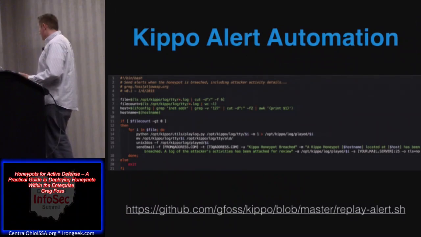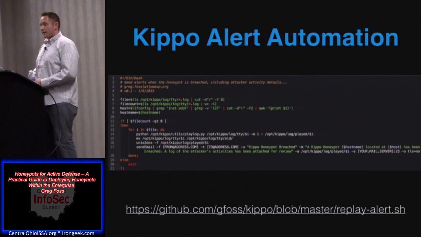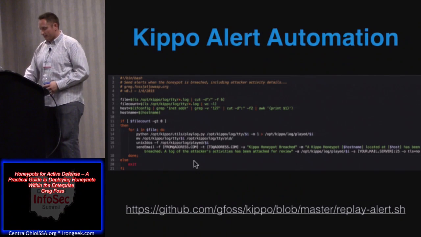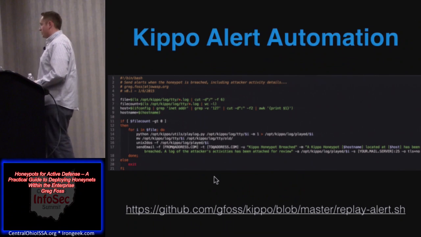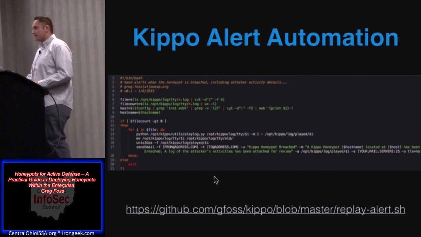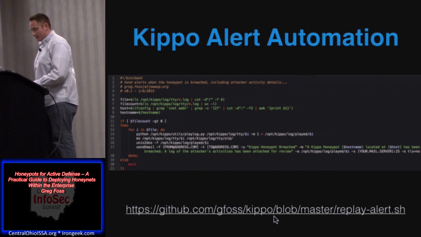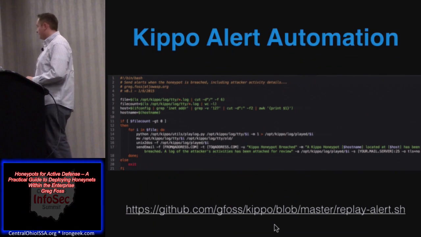So if you are using Kippo and you want to automate that alert, I just wrote this quick little script here. And you can just set this up as a cron job or something like that with your existing Kippo deployment. And so you could download that here. You should be able to get that from the slides.